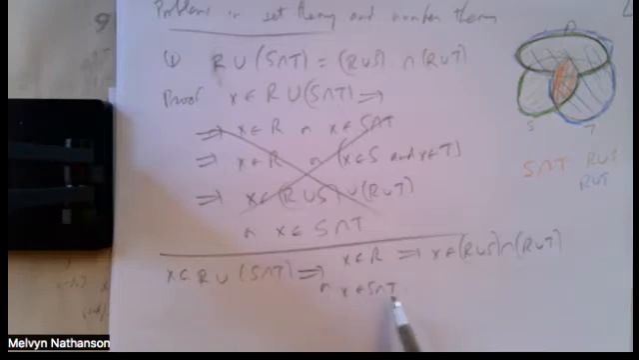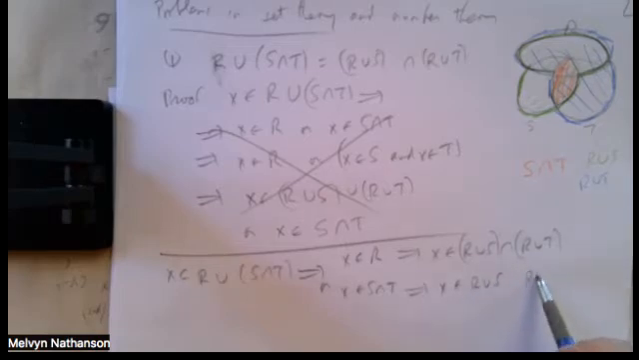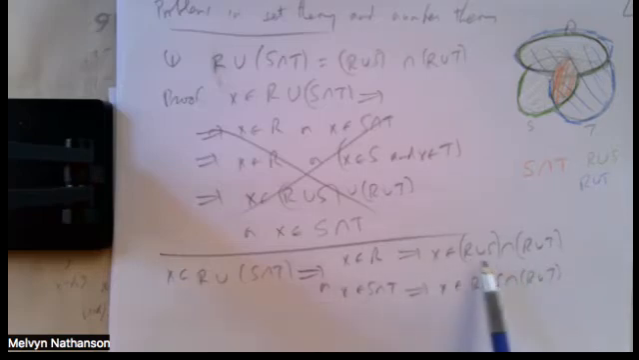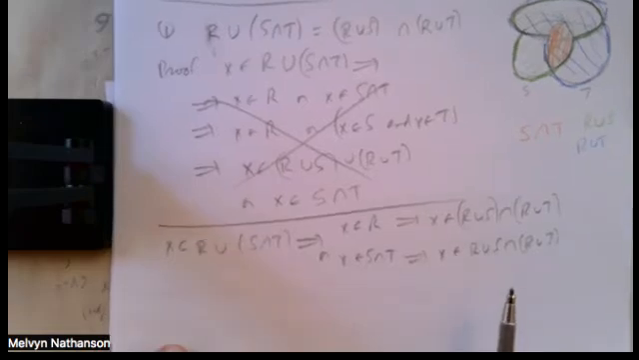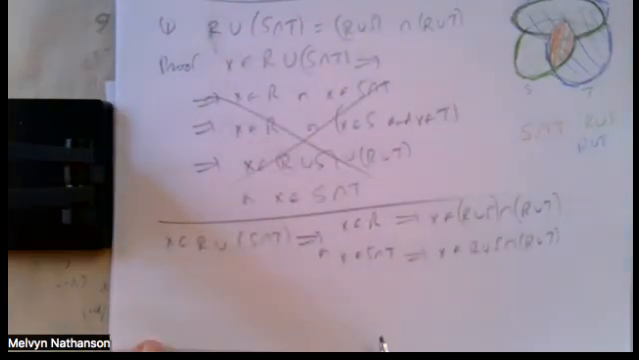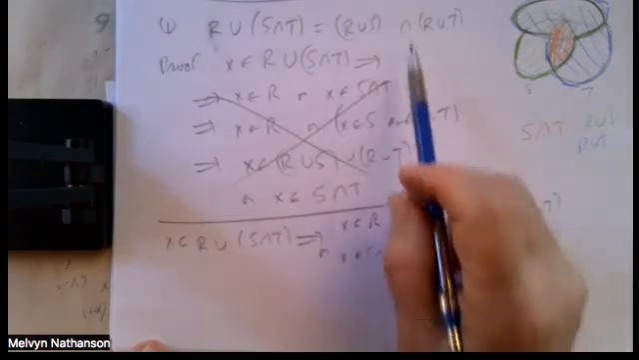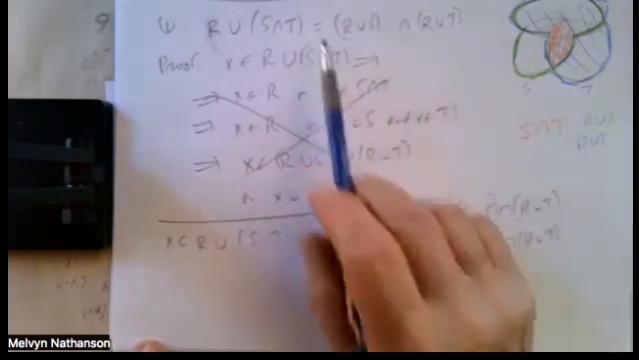And if x is in S and T, then x is certainly also in R union S, because it's in S, and in R union T, because x is in T, so it's in the intersection. So in both cases, x is in this right-hand side. So that proves that the left-hand side is contained in the right-hand side. And now we have to prove that if something is in the right-hand side, it's in the left-hand side.